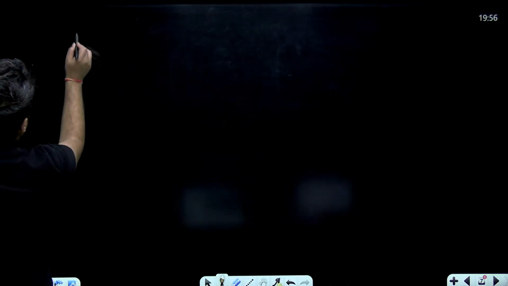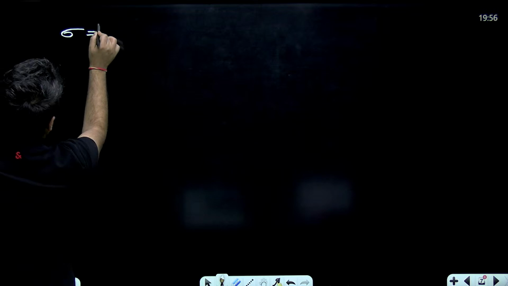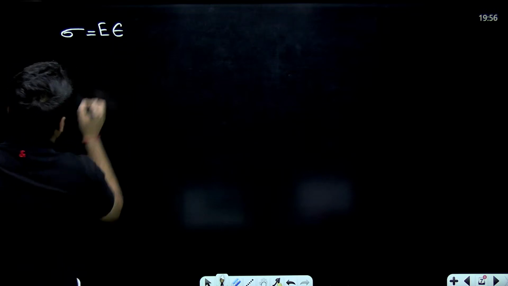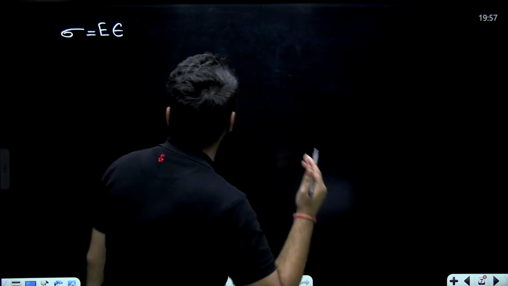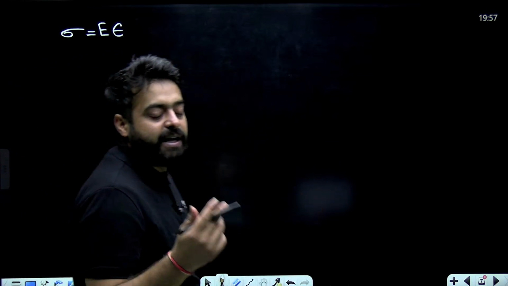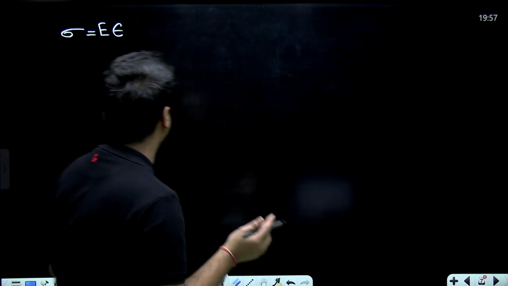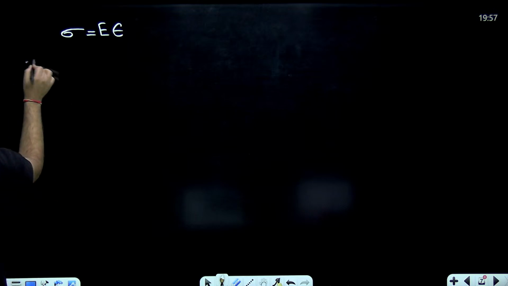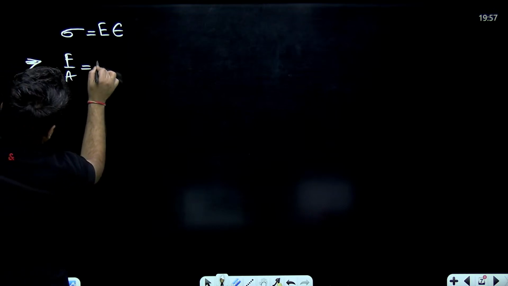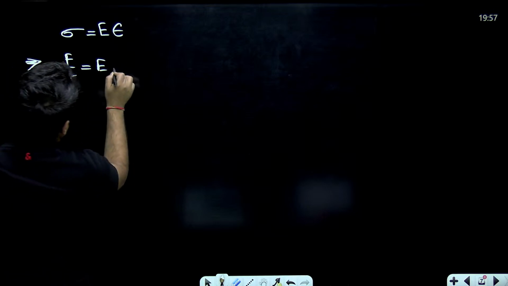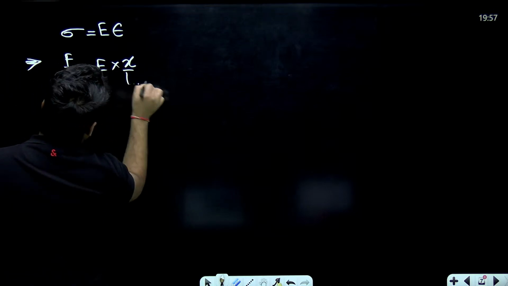So right now you studied that stress is equal to Young's modulus into epsilon. This is a very important equation coming from Hooke's law, but E is a property of the material. E will always be given to you. What is stress? Force by area. What is E? A material property. What is epsilon? Deformation by the length.